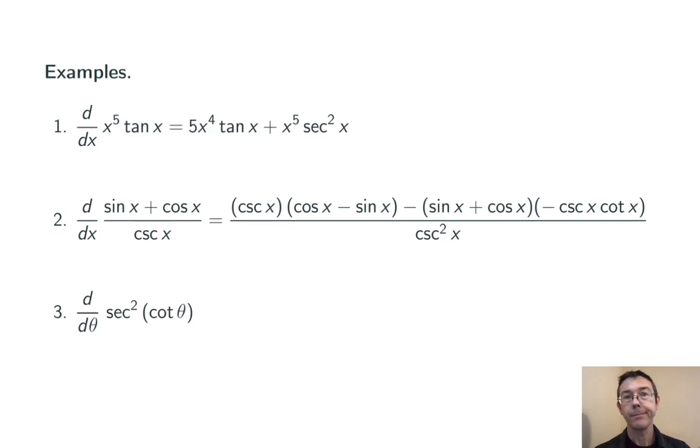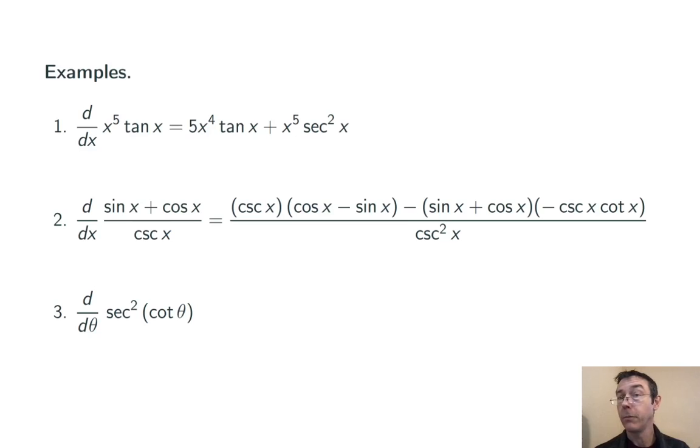Example 3. Differentiate secant squared of cotangent of theta with respect to theta. So this one requires the chain rule. If you haven't gotten to that yet in your calculus class, this is a good one to come back to in a section or two. Let's run through it though anyway for those that have.